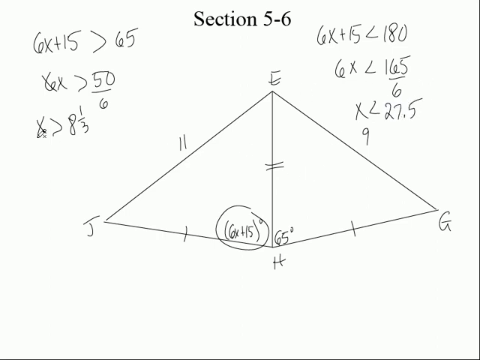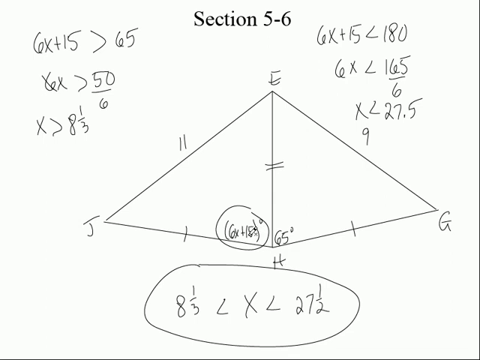So, look what we have. X must be bigger than 8 1/3, and it's got to be less than 27.5. How do I write that? Just like this. Put 8 1/3 right here. Put 27.5 right here. You could put a half or 0.5. It doesn't make any difference. And that is your range of possible values for x.